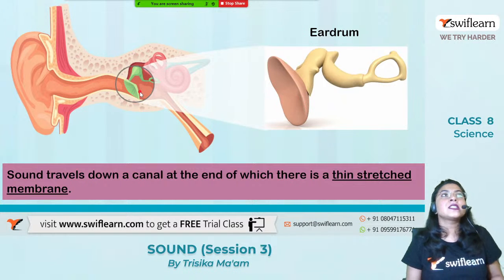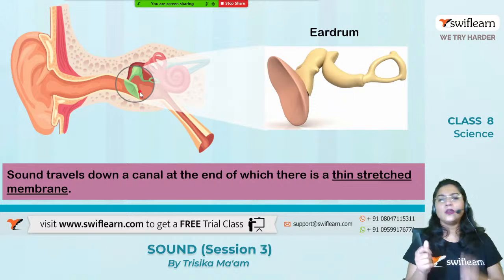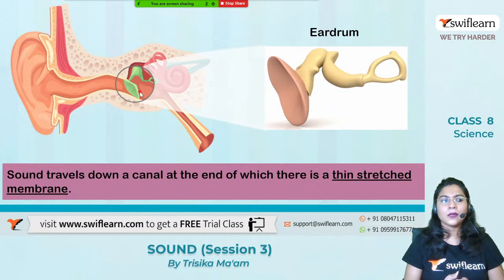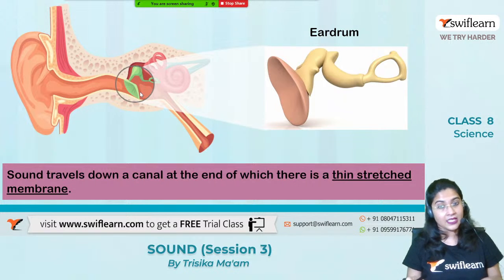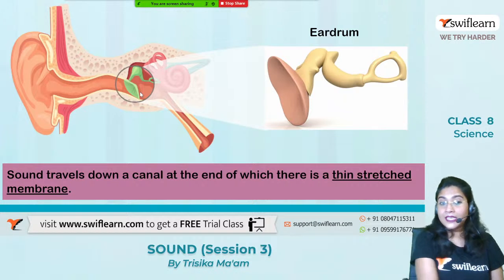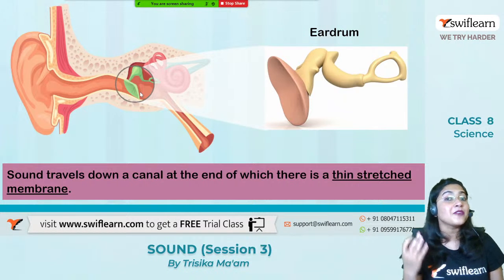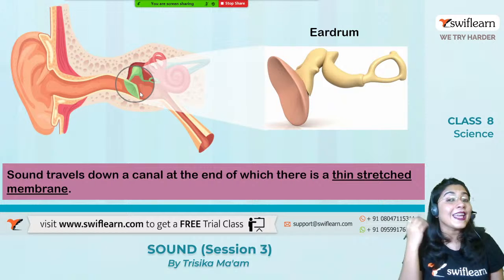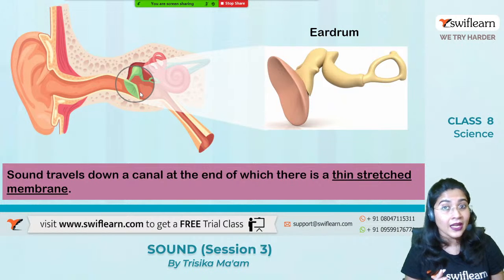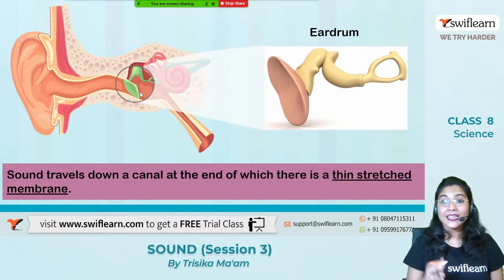Just think about one example, like when we play the drum or tabla. What is actually present on the surface? It is the stretched membrane, right? Yes, the skin, or we can also call it the membrane. A similar type of membrane is also present at the end of our external ear, and we call that membrane the eardrum.